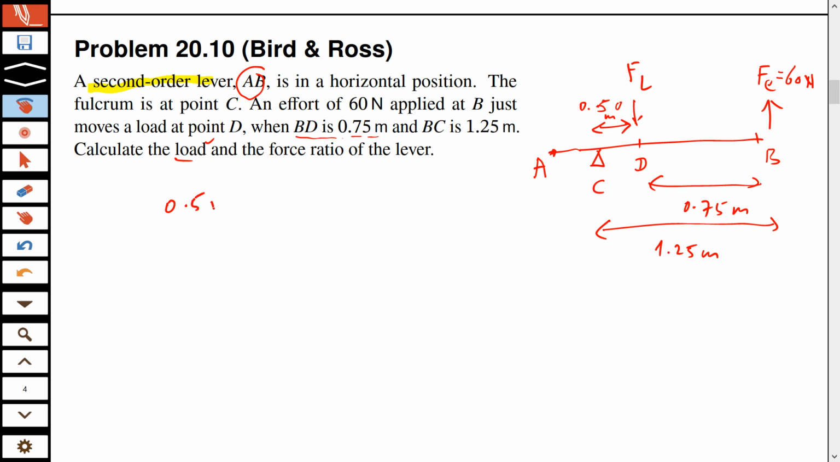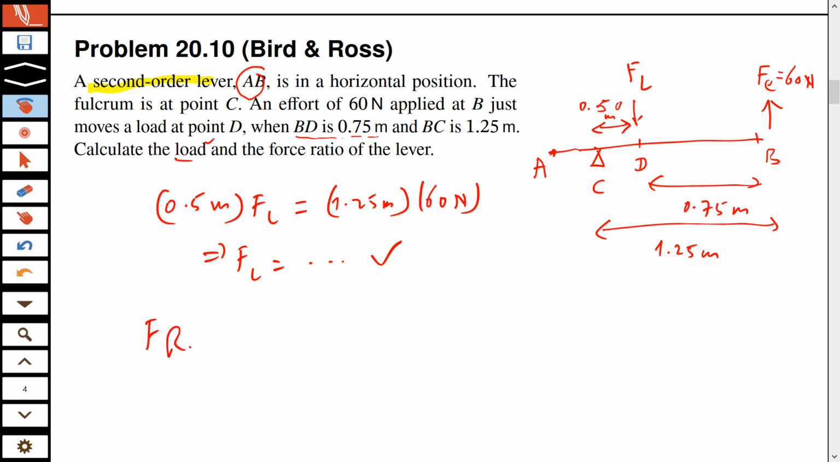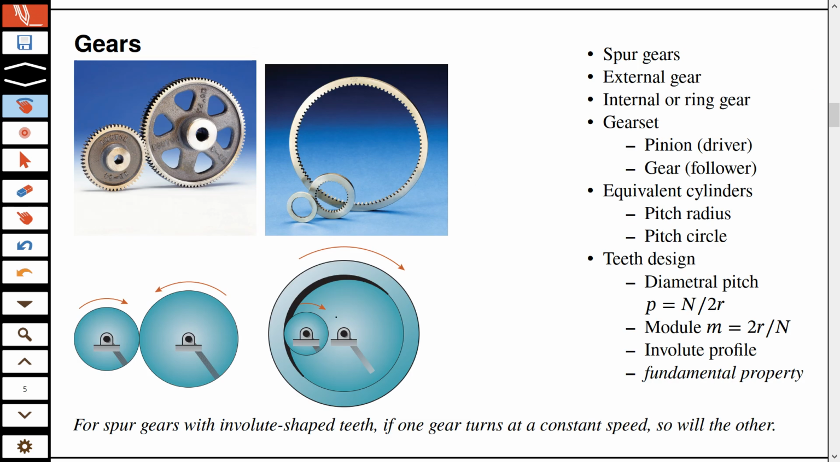So 0.5 meter times FL should equal, you see the moment is about the fulcrum, so 1.25 meters times 60 Newton, which is the effort. You solve this equation and you get F load. You get the load, sorry. And the force ratio is obvious. You can do that yourself. It was also easy. Now that was quick.